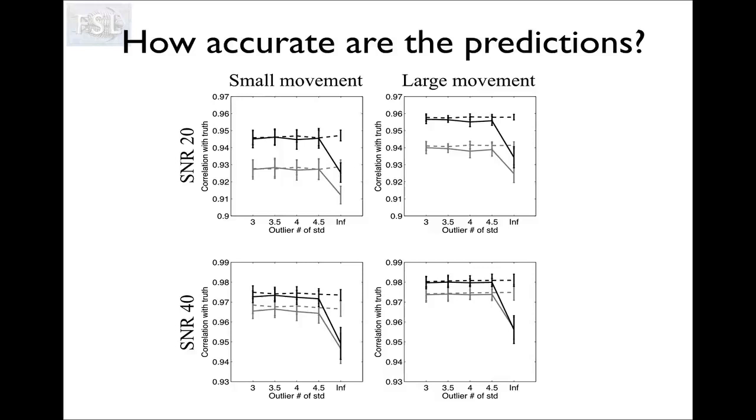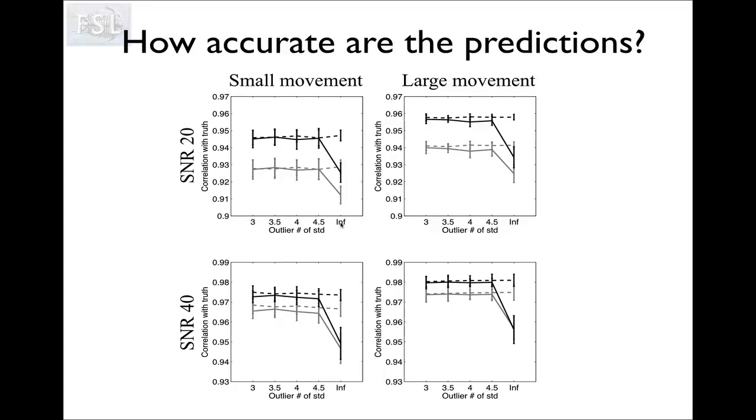Again, this is simulated data. And what you have here is simulated data with outliers, and those are the solid lines, or without outliers, and those are the dashed lines. What this means is simply how many standard deviations away a slice has to be before we consider it an outlier. So we've tried 3, 3.5, 4, 4.5, and then infinity.